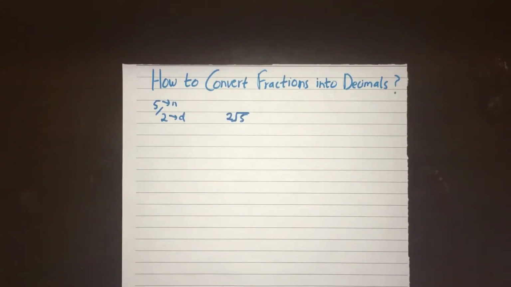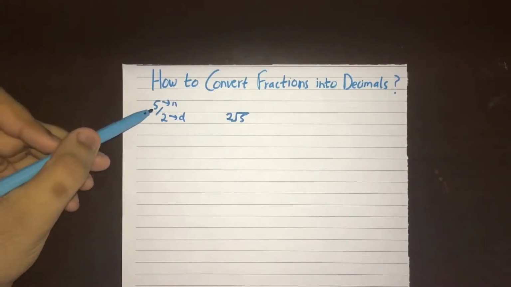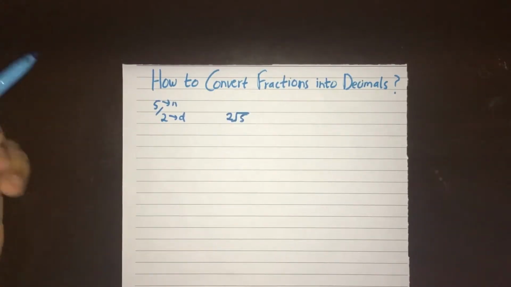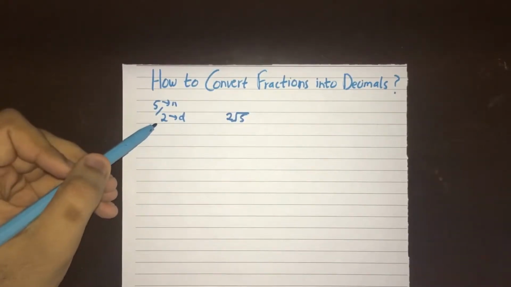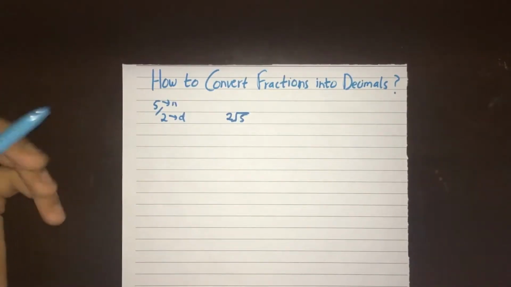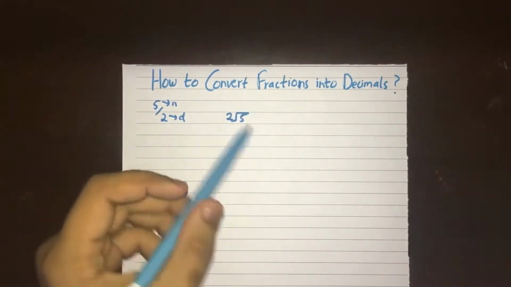Today we would be learning how to convert fractions into decimals and vice versa. So let's take a fraction. Suppose we have a fraction which is 5 upon 2, and n represents the numerator which is 5 and d represents the denominator which is 2. Now what to do to make this fraction into a decimal?